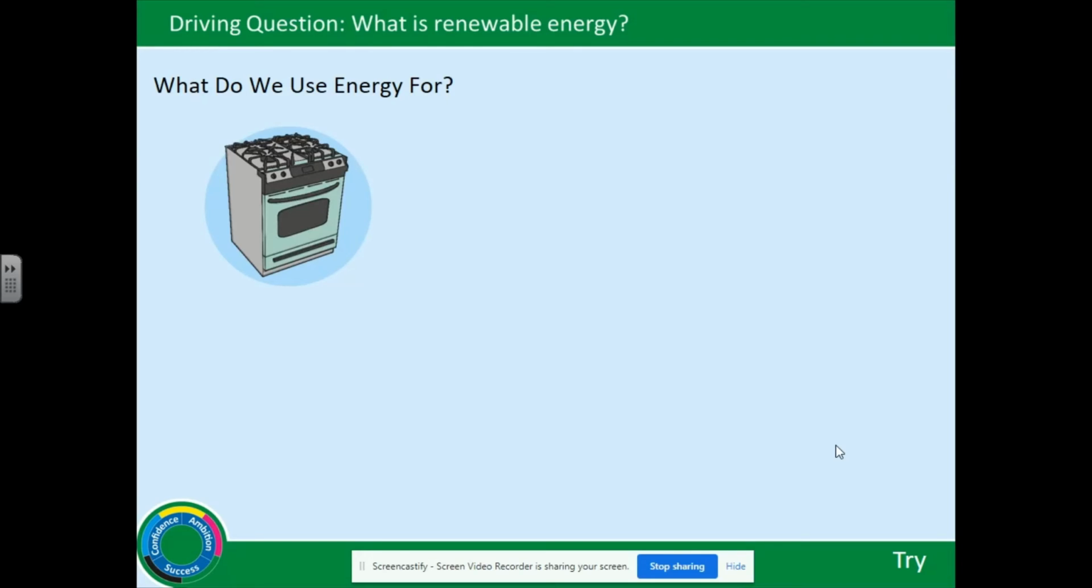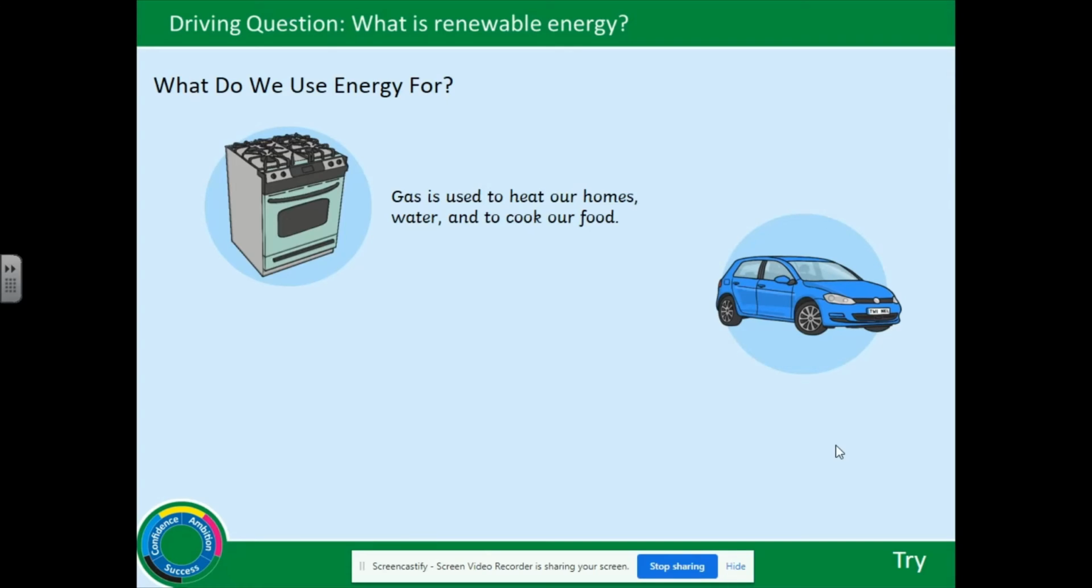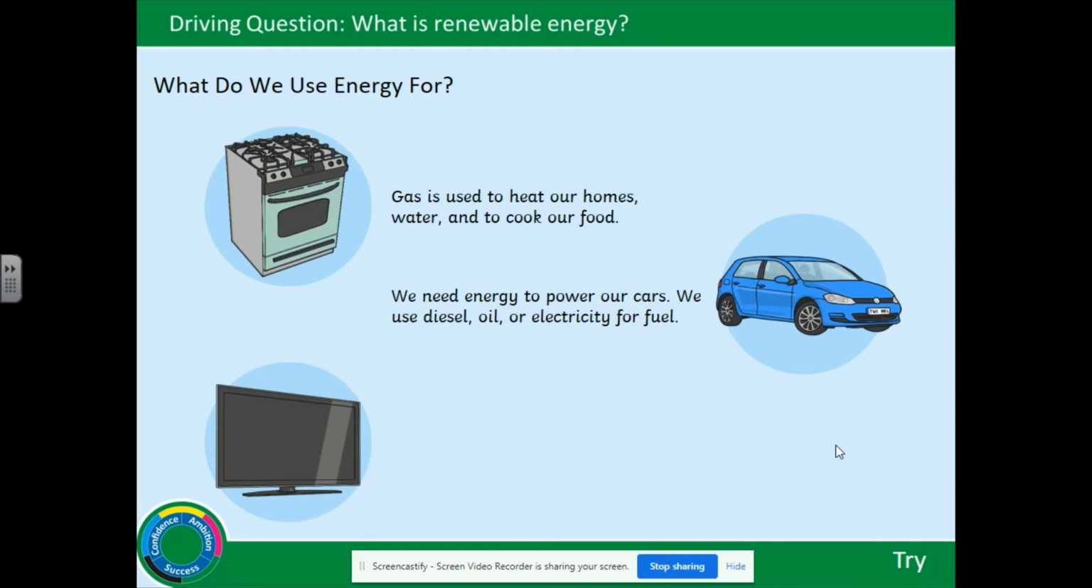Now, we use energy for cooking. Gas is used to heat our homes, water, and to cook our food. Ooh, a VW. We need energy to power our cars. We use diesel, oil, or electricity for fuel. A television, Fortnite, Netflix and chill. All right. So we use electricity to power lots of things, such as lights, televisions, and computers.